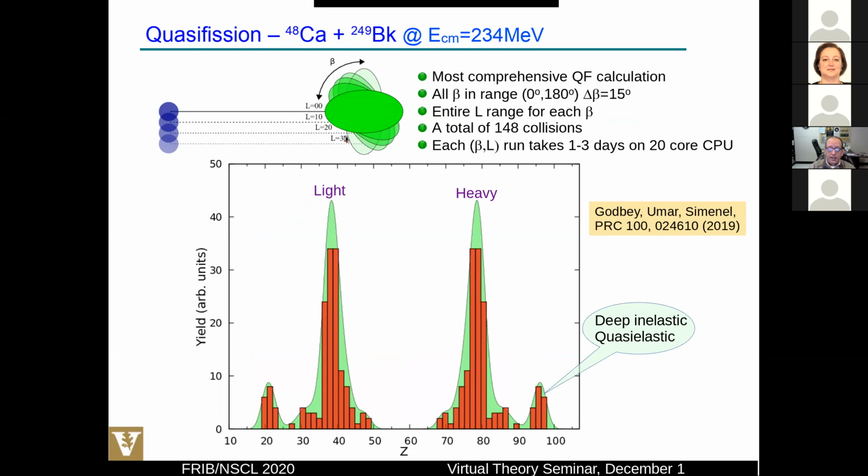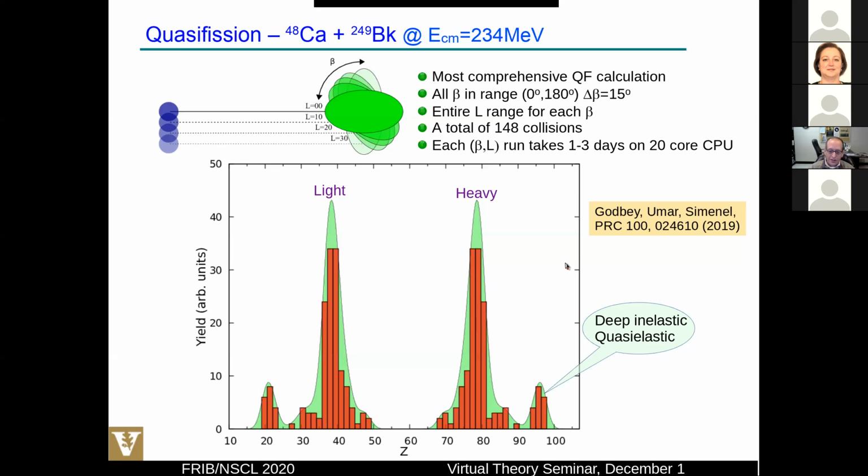So recently we have undertaken another study of another system. It's calcium-48 on berkelium-249, the movies you have seen earlier, at 234 MeV. And we have actually done the most comprehensive quasi-fission calculations for this system. We have changed the orientation angle in 15-degree intervals from 0 to 180, and for each orientation did a full range of initial orbital angular momentum, which is about 12 L values. So I ended up with a total of 148 collisions to obtain the systematics from that. Noting that each run takes about 1 to 3 days, this has been an all-summer-long computation.